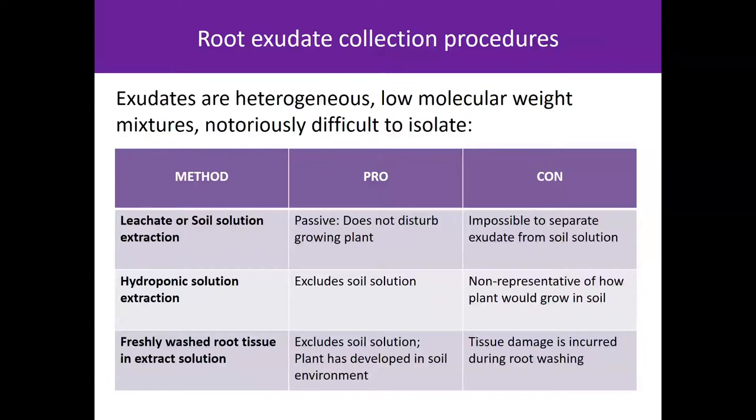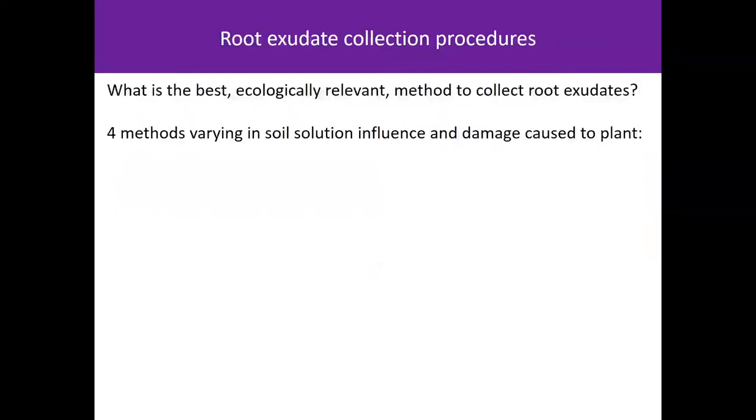The problem with that is root washing is quite damaging to root tissue, and so probably what you're measuring in conjunction with any exudates that are released are any intracellular compounds from root tissue that you've damaged by washing. So when we considered all these approaches when we were designing our first experiment to collect root exudate, what we obviously wanted to choose was the most ecologically relevant method that preserved the integrity of the roots themselves, but also reflected how those roots had formed in a soil environment.